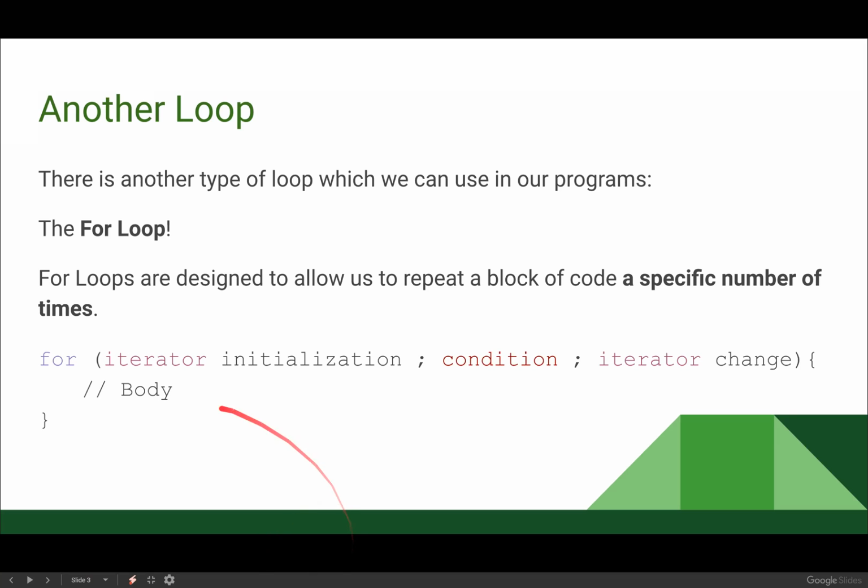So the syntax for a for loop in Java is for, and we're going to initialize an iterator. We're going to have a semicolon. We're going to have a condition, another semicolon, and then we're going to change our iterator. And then we're going to have our body inside of curly braces, just like we are now used to.